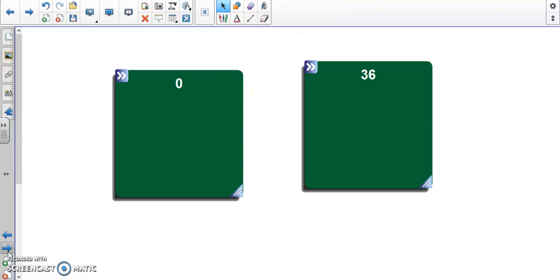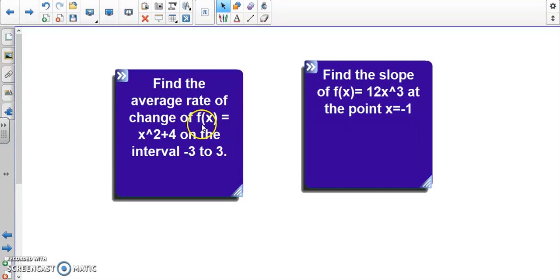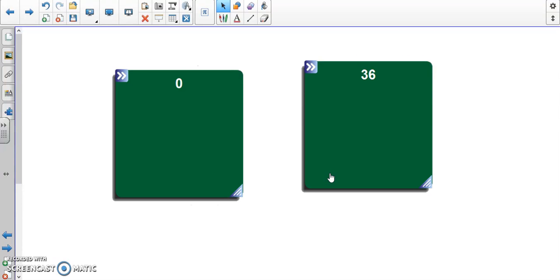All right, here we go. We have 2 questions here. Find the average rate of change of f of x on the interval from -3 to 3, and find the slope of this at the point x equal to -1. So I gave the class some time to think on this, and we got the answer of 0, and we got the answer of 36. So you could try those on your own and see if you get the right thing.